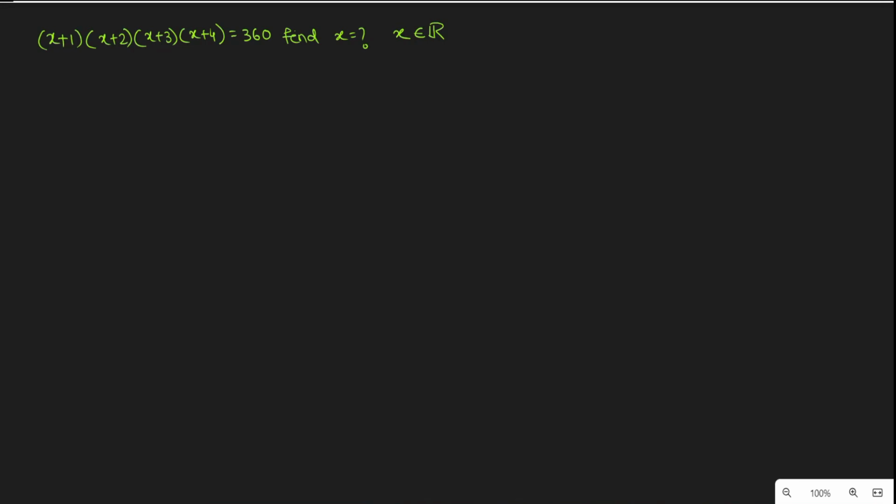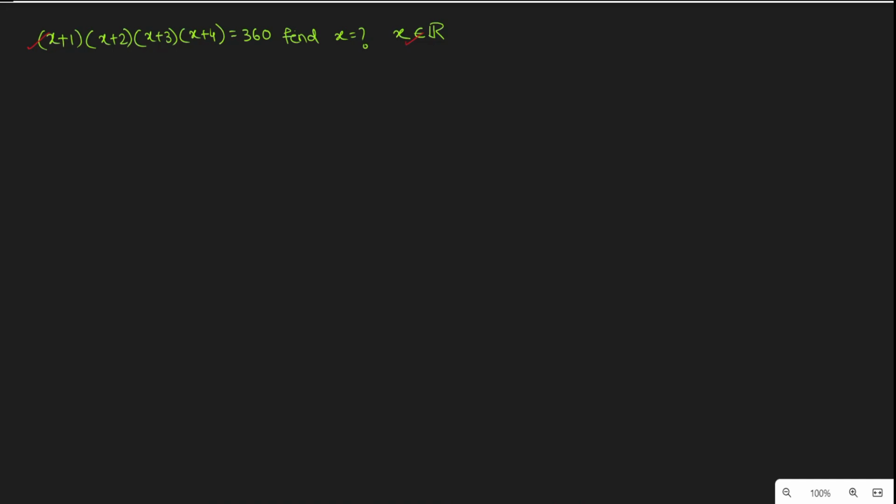Today we are going to solve this equation. The question is (x+1)(x+2)(x+3)(x+4) = 360. Then find x, and x must be a real number. Although this equation looks simple, it is next to impossible to solve without knowing the trick.